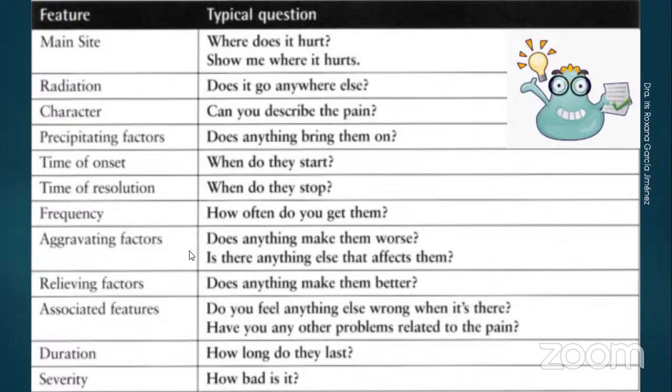Read all of this. For example, relieving factors. Does anything make them better? Or does anything make them worse, about the aggravating factors? These questions are very common. In Spanish, we have an acronym that is similar to this one, taking almost the same information. You remember Alicia? That acronym is the same as this, but there you have maybe one or two extra details.